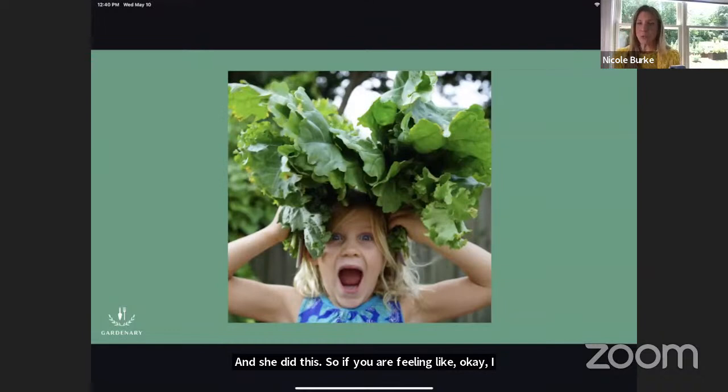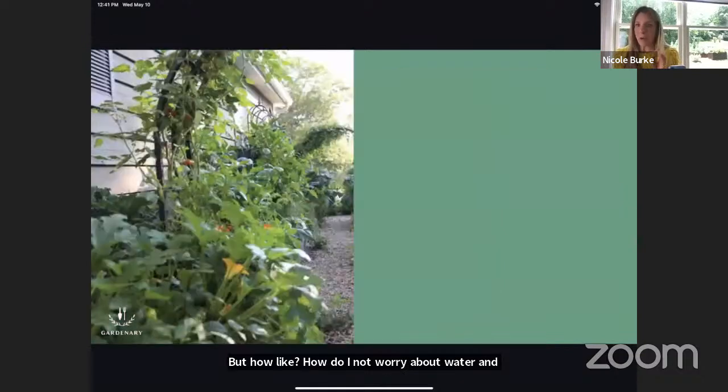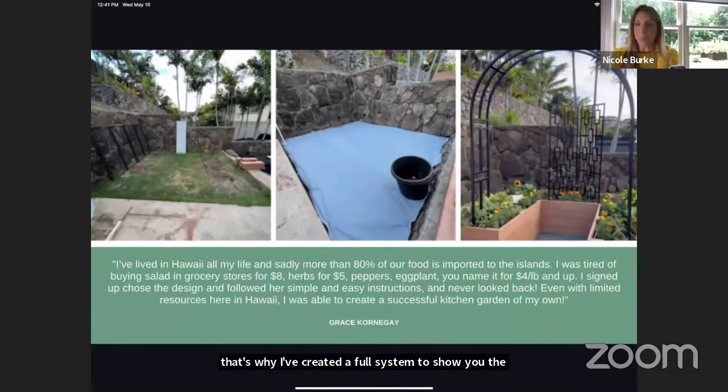So if you're feeling like, okay, I love this idea, but how do you do it, right? How do you do the setup the right way? How do you plant so many plants? Can you tell me all the plants that you put in that bed, please, right? Or if you're saying like, okay, I want to work with nature, but how? How do I not worry about water and fertilizer and bug spray, right? Well, I can only cover so much in this class, but that's why I've created a full system to show you the step-by-step to build, to plant, and to harvest from your kitchen garden without all those mistakes.